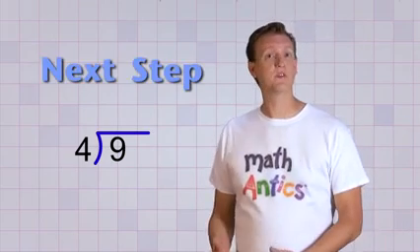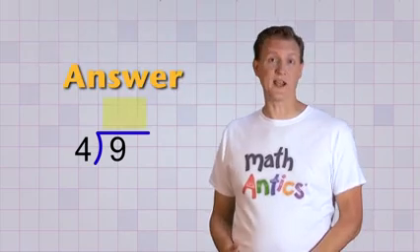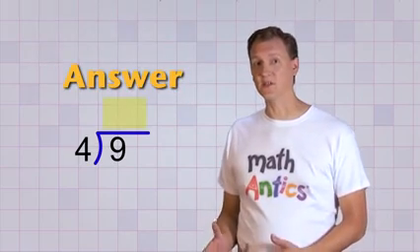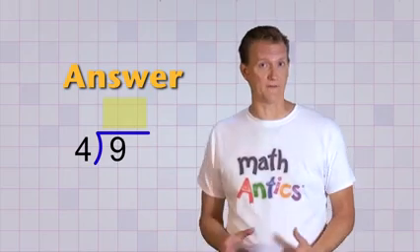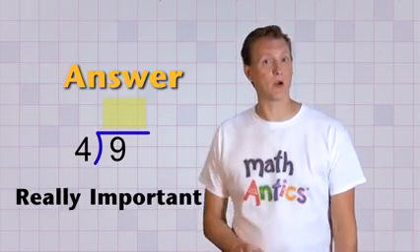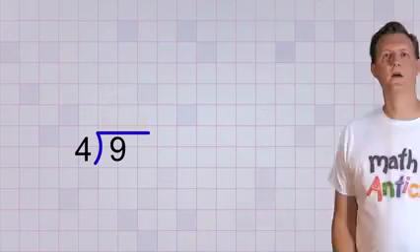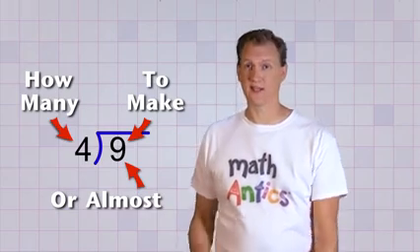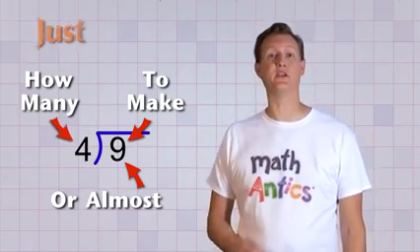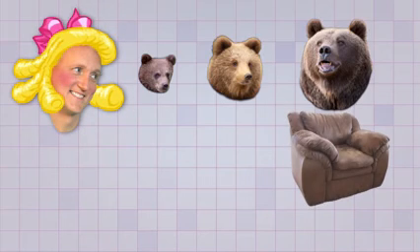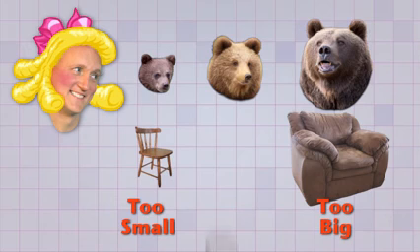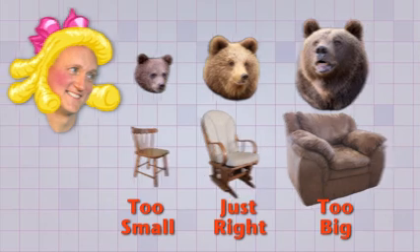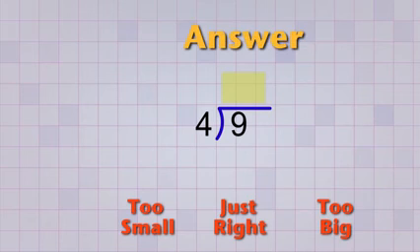The next step is the most important step, because it's where you figure out the answer. And to figure out the answer, which is how many you'll end up with in each group after you divide, you have to ask yourself a really important question involving the other 2 numbers. The question is, how many 4s will it take to make 9, or almost 9? And the key to answering this question is for the number to be just right. Do you remember the story of Goldilocks and the 3 bears? How one chair was too big and one chair was too small, but the other chair was just right. Well, it's the same way with our division problem. If I choose an answer that's too big or too small, it'll cause trouble for me.